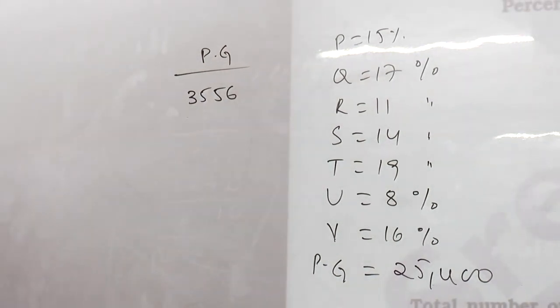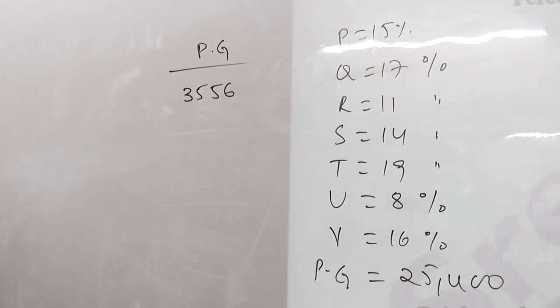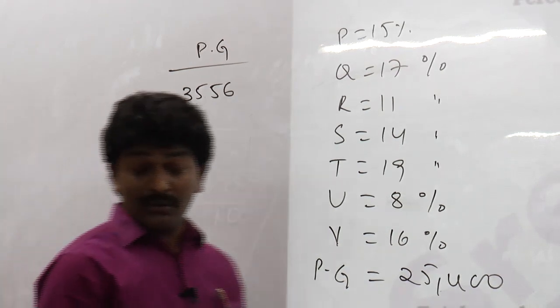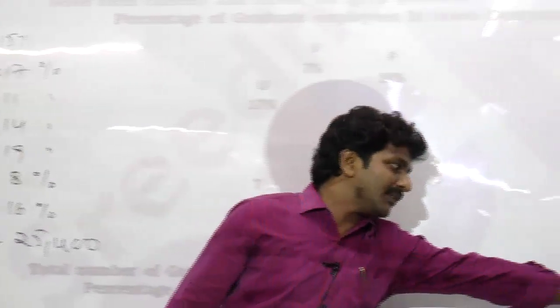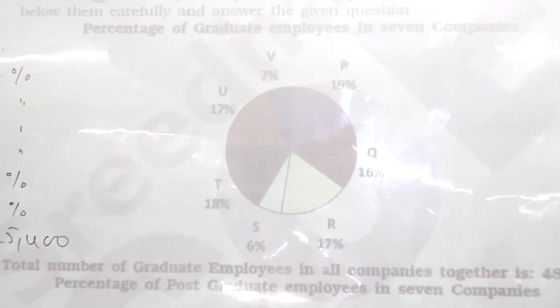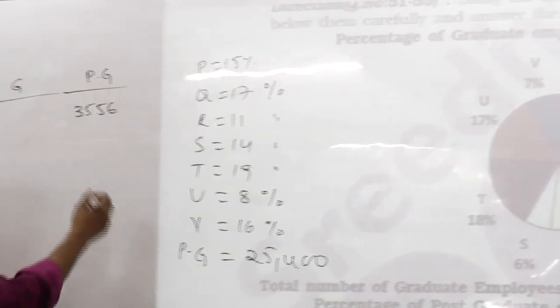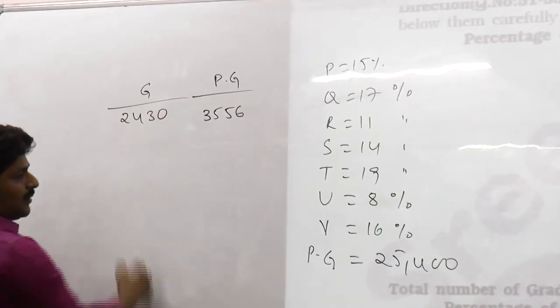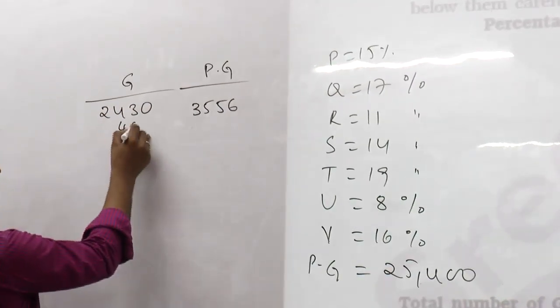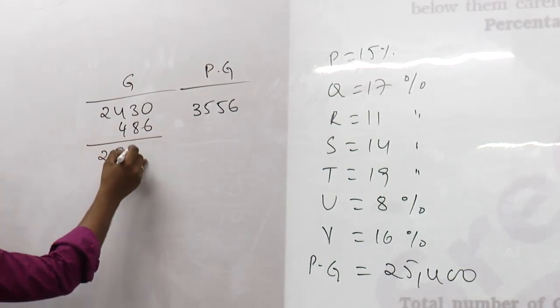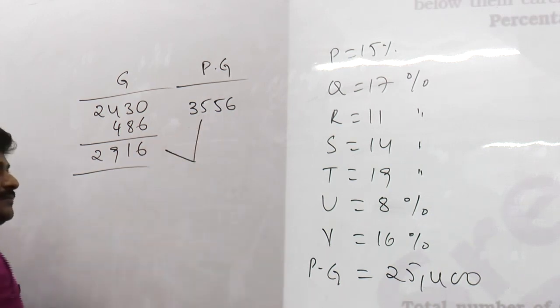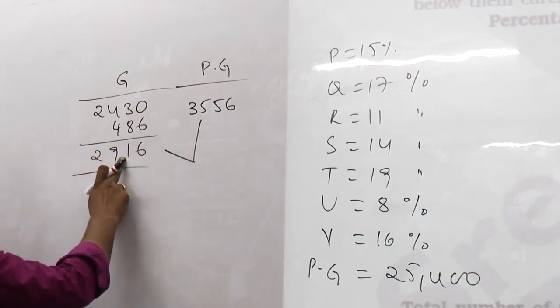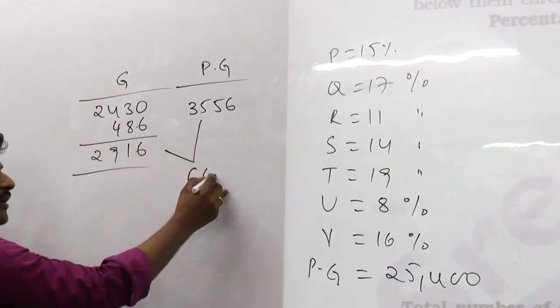And from the same company, we need to know graduates. And graduates are 6% of this number. How do you get 6%? 5% plus 1%. So 5% is 2430 and 1% is 486. Total it is 2916. Asked about the difference of these two numbers. 3500 minus 2900, 600. 56 minus 16, 40. 640.